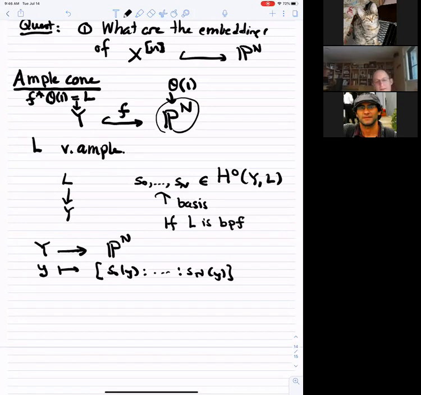Now, what does it mean that the line bundle is base point free? It means that these sections don't all simultaneously vanish at any point of Y. The problem is that if all these sections are zero, then you don't get a well-defined map to projective space. But if they're not all zero, then you get a well-defined map to projective space, right? So the condition for this rational map to be a morphism is that this line bundle is base point free. In other words, if L is base point free, then L defines a morphism.